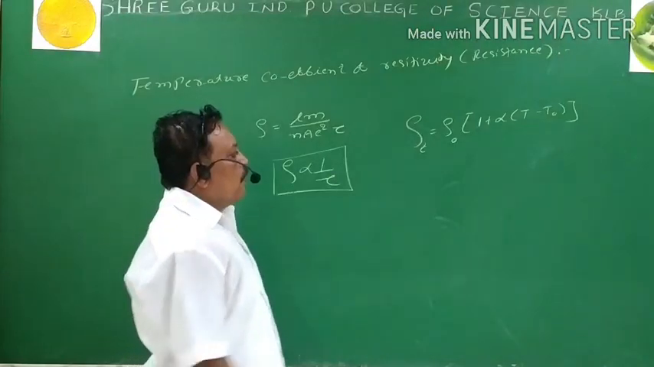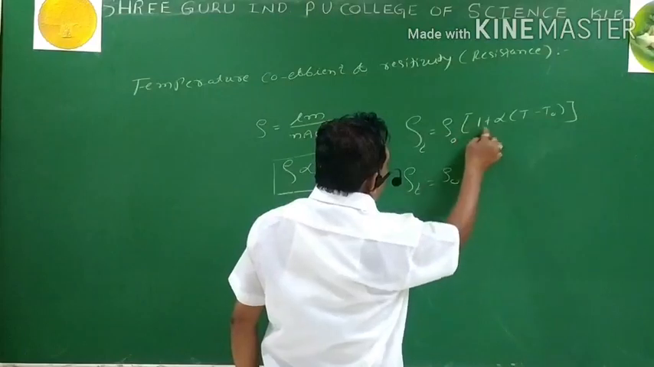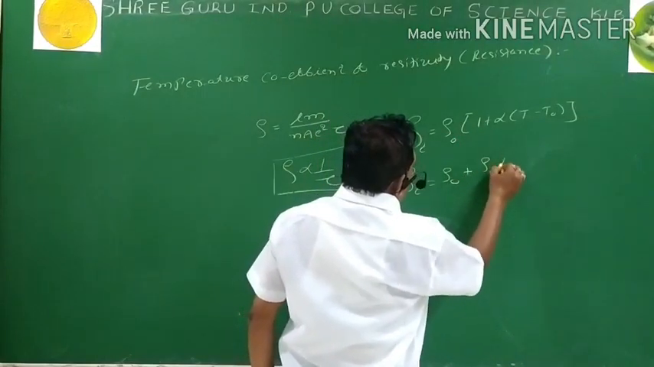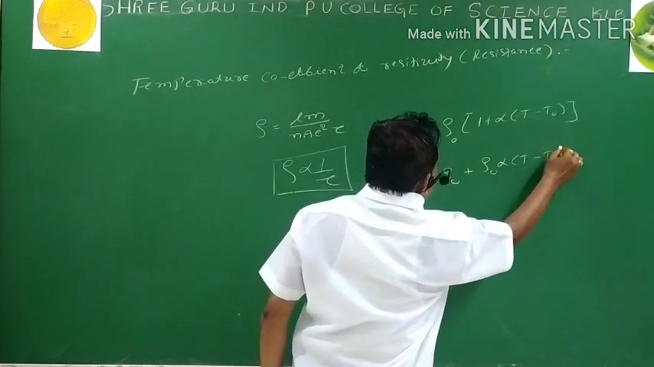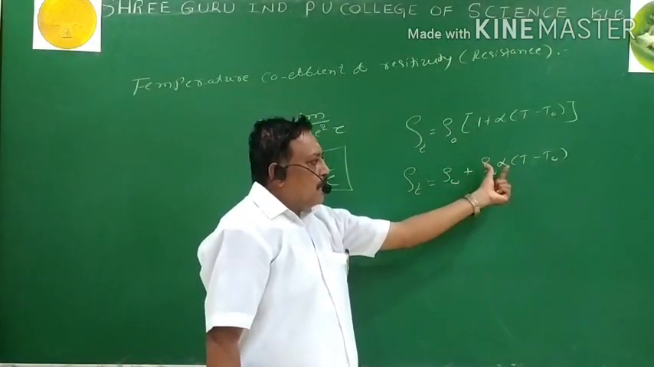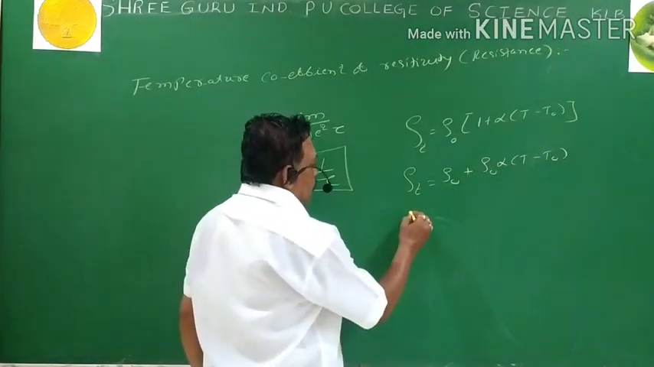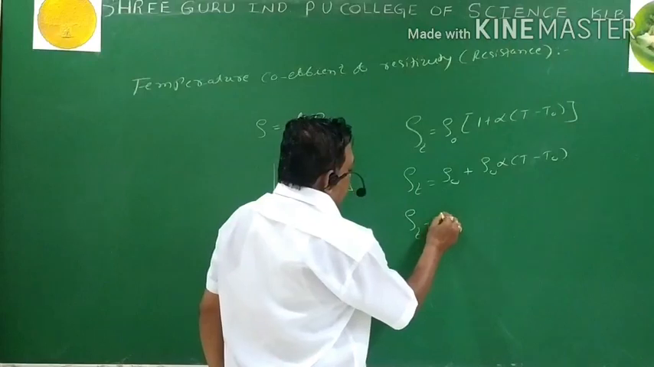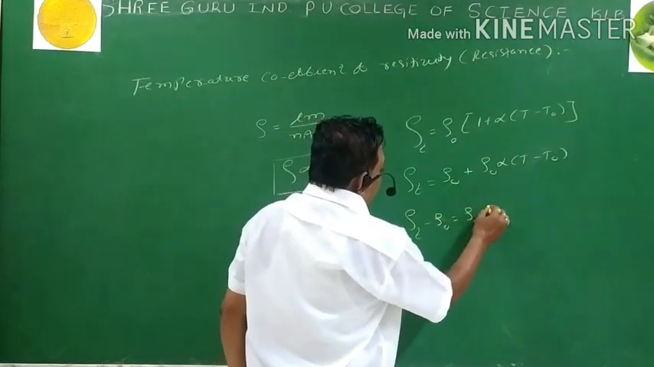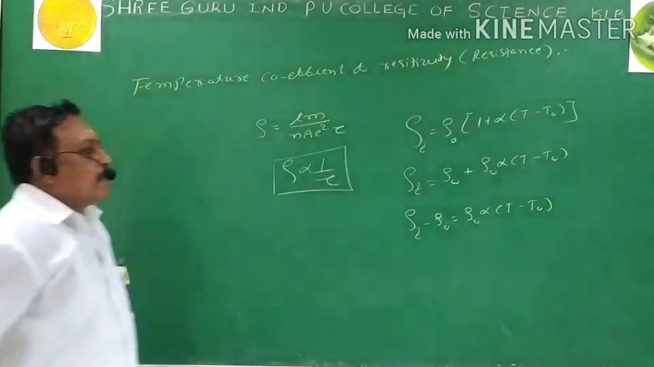So, when I solve this equation, rho T equals rho naught plus rho naught alpha into T minus T naught. I need the expression for alpha. I want to give the definition for the temperature coefficient of the conductor. Then if I shift the term rho naught, rho suffix T minus rho naught equals rho naught alpha into T minus T naught. Are you getting the point?